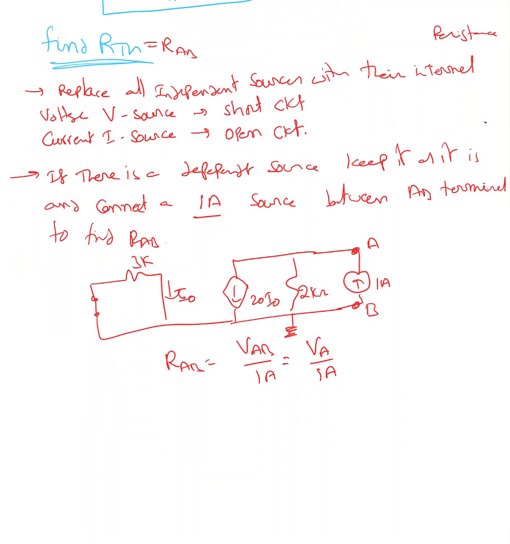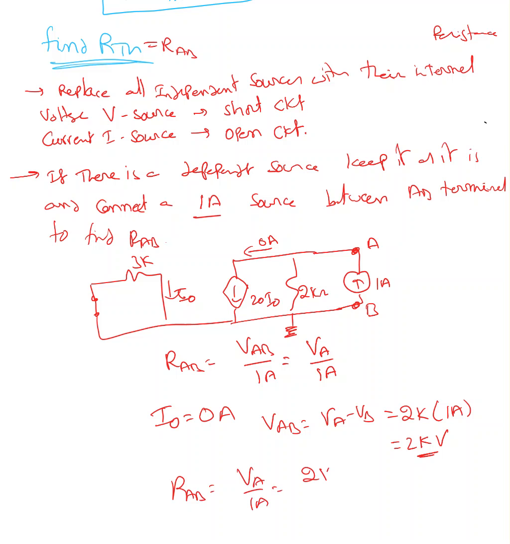Okay, now what is I0 in this case? Since there is no source connected to the 3 kilo ohm resistor, for sure my I0 equal to 0 ampere. So the dependent source is not producing any current at all. That means the current going through here is 0 ampere. Okay, so whatever the 1 ampere is, is going to go over the 2 kilo ohm, right? So can I say my VAB equal to VA minus VB, which is 2 kilo times 1 ampere, so it's 2k volt. Once I have 2k volts, RAB must be VA over 1 ampere, which is 2k over 1, which is 2 kilo ohms. That's my RAB, resistance between AB terminals.